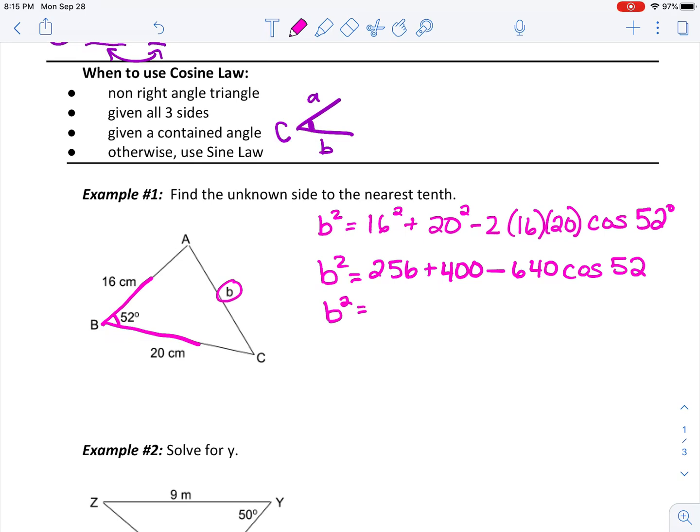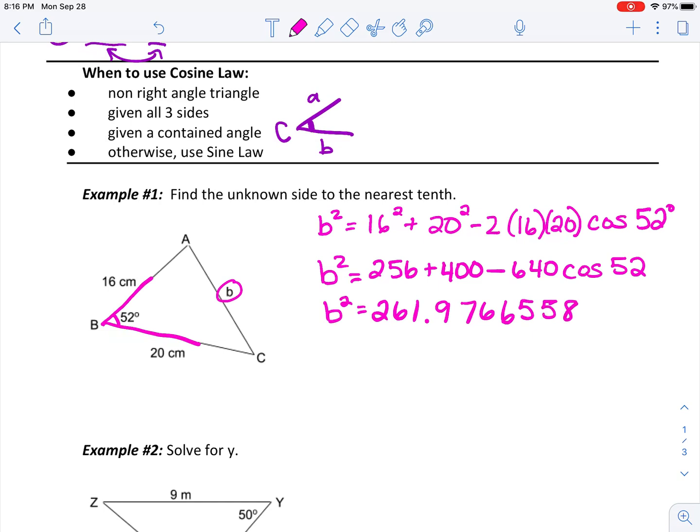Now I'm going to write 256 plus 400 minus, and I'm going to bracket 640 times cos 52 because I want to do the multiplication first because of BEDMAS. So that's why I need to add brackets here when I'm putting it in my calculator. And I get 261.9766558. Okay, that's what my calculator is giving me.